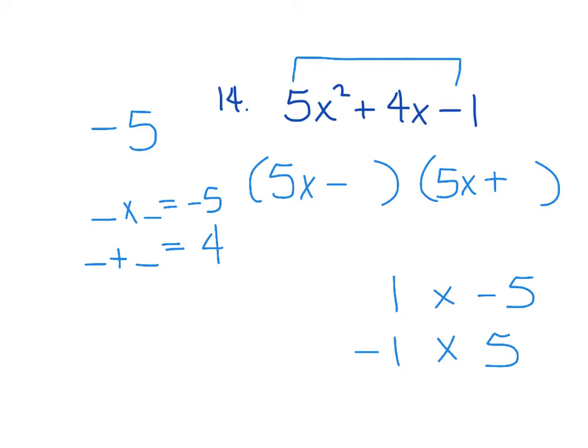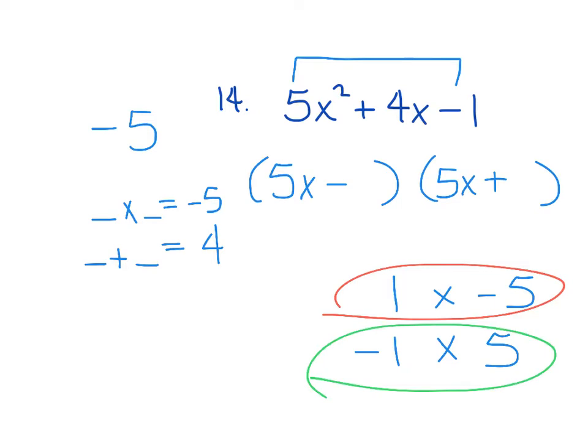But again, remember, you're trying to equal positive 4 when you add them. So which one of these, the red or the green, when I take those factors and add them, will give me positive 4? Green. The green. So notice negative 1 plus 5 equals positive 4. So that's what I'll put here. The negative 1 goes with the subtraction sign, and then the positive 5 goes with the plus sign.